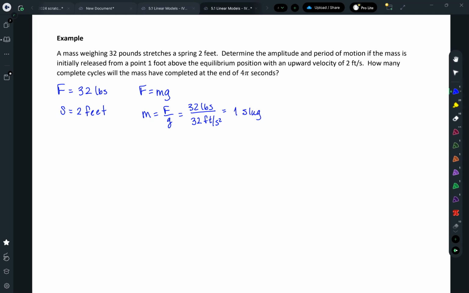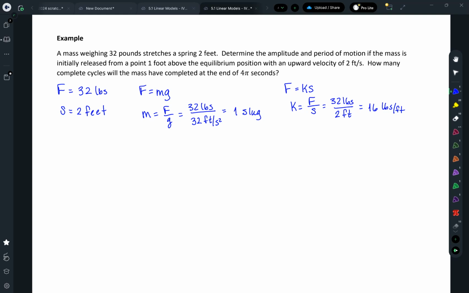Okay? The next thing we can use is that the force is equal to ks, where k is the spring constant and s is the amount of stretch the mass caused to the spring. So this means, if this equality is true, that the spring constant can be found by looking at the force over the stretch. So we're looking at the 32 pounds over the 2 feet. And that simplifies to be 16 pounds per foot.